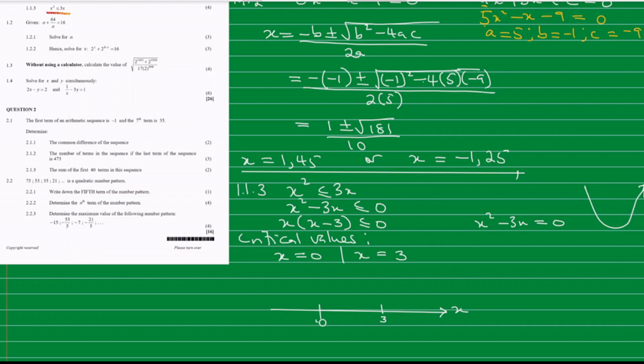Some students call it a happy face. So it's a concave up curve, okay? So what we are going to do is I'm going to draw this curve over here, okay, passing through 0 and then up to 3, up like that, okay?